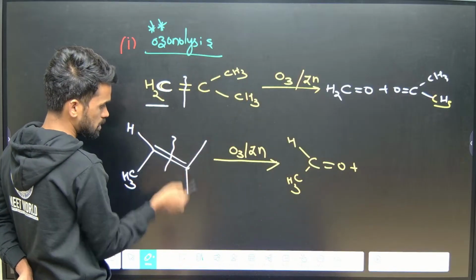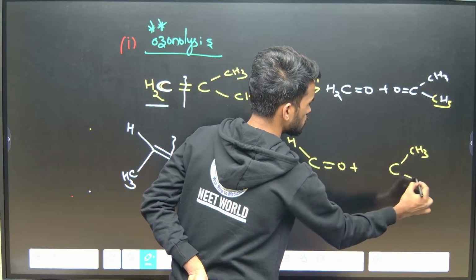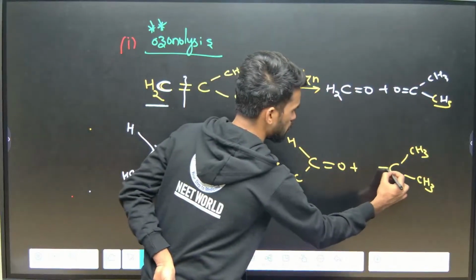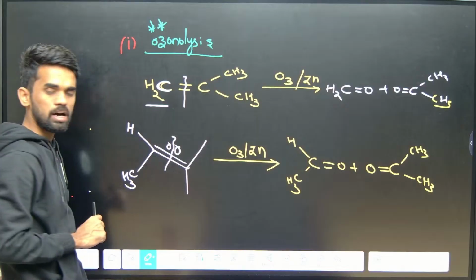So what about this? These are dimethyl groups now. So carbon with two methyl groups, and here it is having a double bond now. So insert the double bond with one oxygen, that's it. Wherever a double bond is there, just break it and insert oxygens.